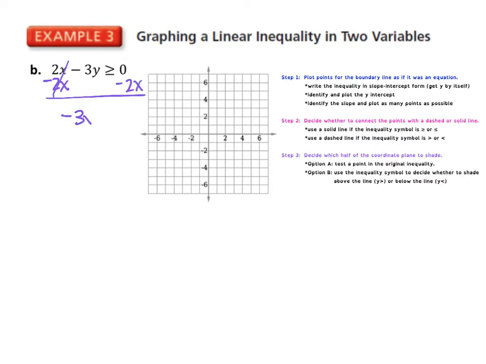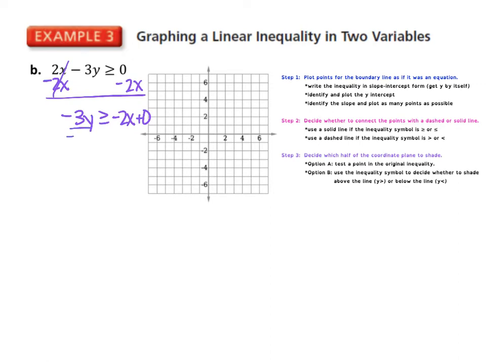So I have negative 3y is greater than or equal to negative 2x plus 0. I don't necessarily have to show the plus 0, but it's not bad to show the plus 0 unless something was really being asked of me to simplify, right?